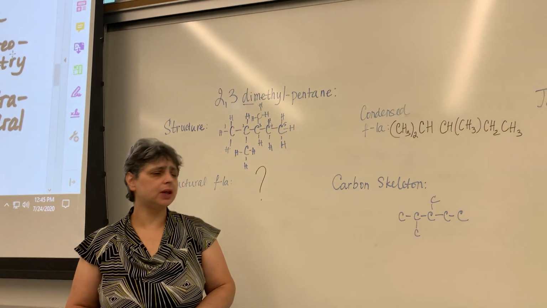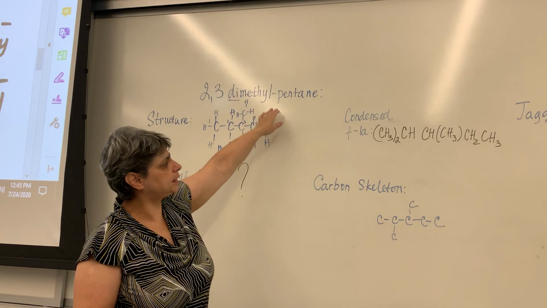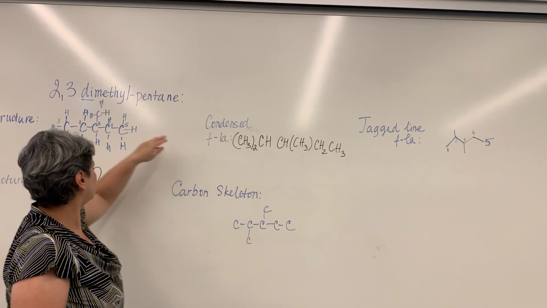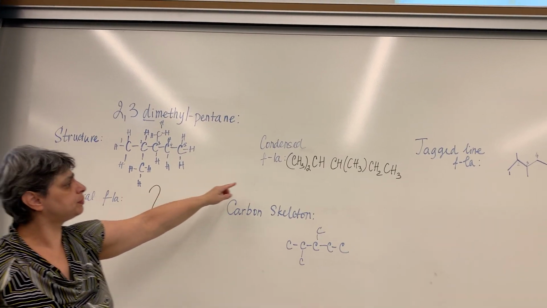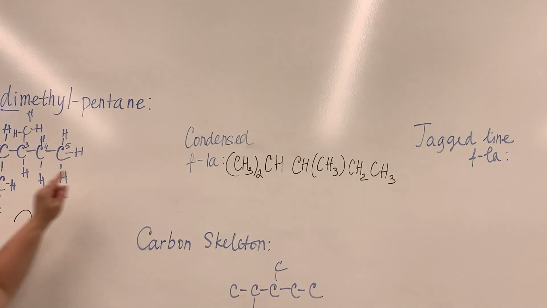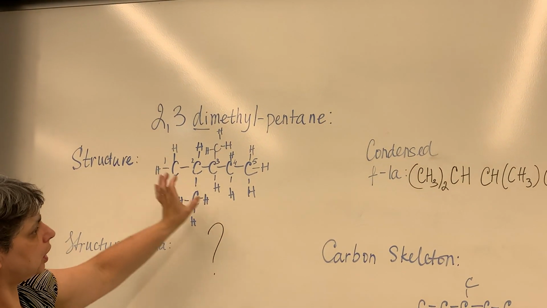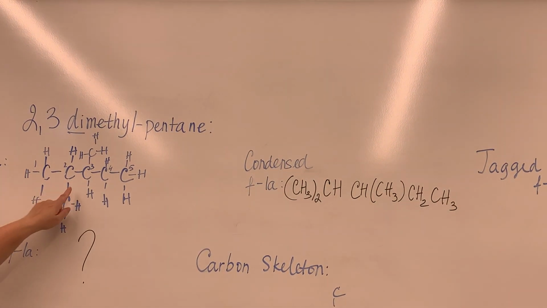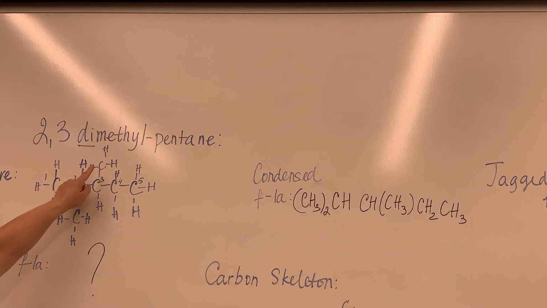Okay, continuing with our condensed formula discussion for 2,3-dimethylpentane. Basically, in the condensed formula, you treat any groups that are off of the main chain as substituents by putting them in parentheses. And so off of my second carbon, there are two methyls here. So I put CH3 twice in parentheses, then CH, and then my next carbon is number 3. It has an H and another CH3.